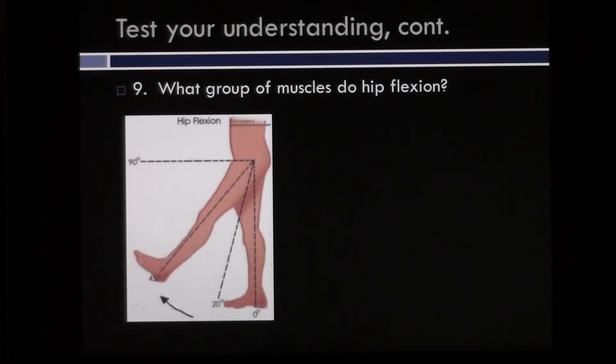Just like at a shoulder, it's the same motion, right? If you're lifting your legs straight out to the front, it's just like lifting your arms straight out to the front. Remember, that's shoulder flexion if you're doing it at the shoulder. Then at the hip, this is hip flexion.